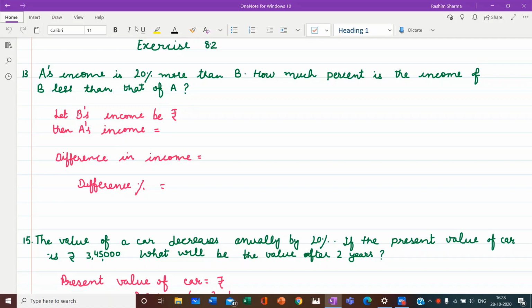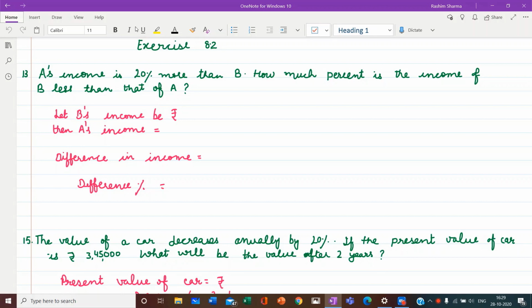Hello students. In today's mathematics class, let us first finish our exercise 8.2. We have discussed till question number 11 in the previous class. So let us start with question number 13 today.